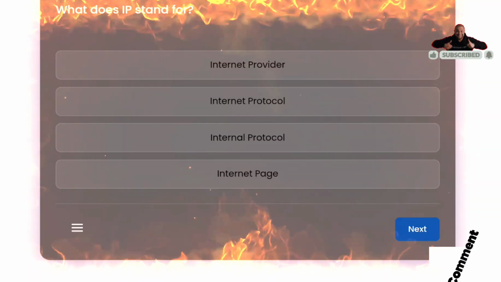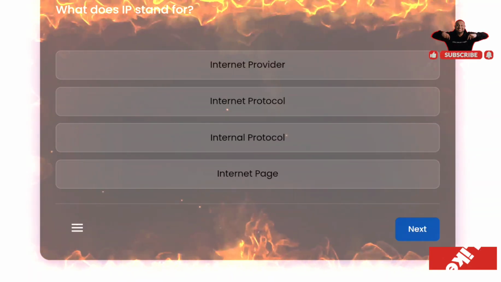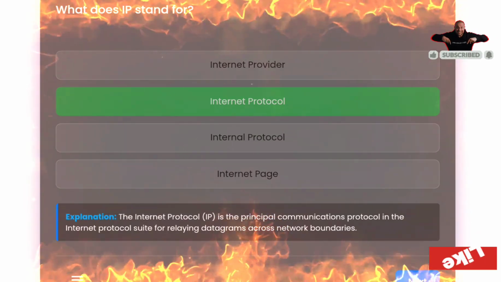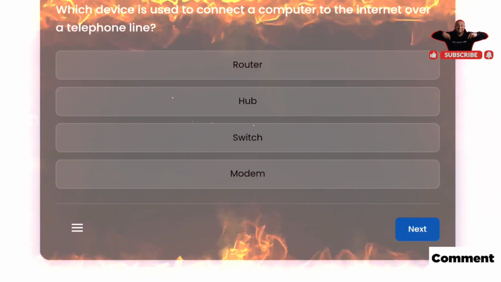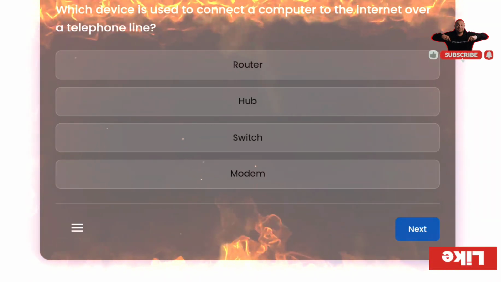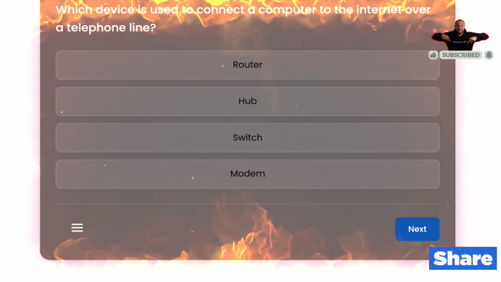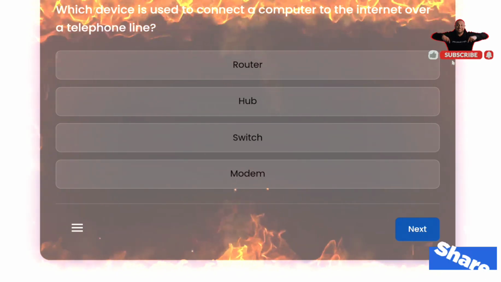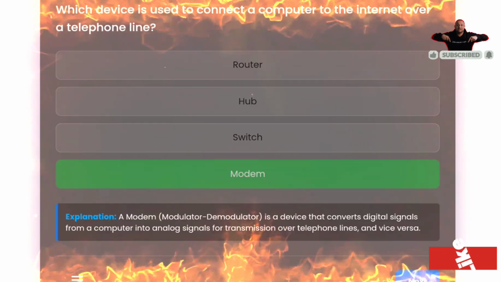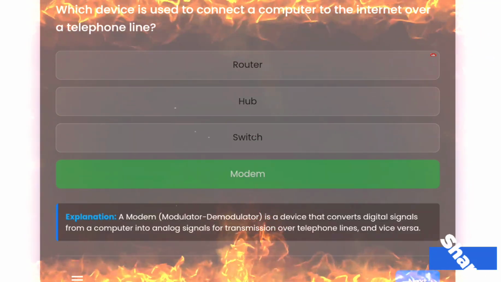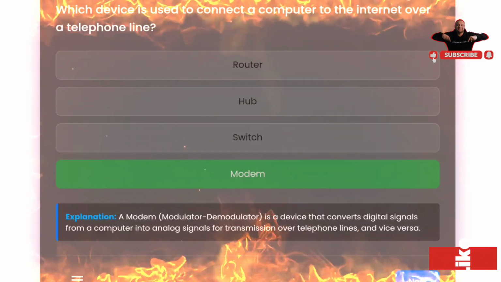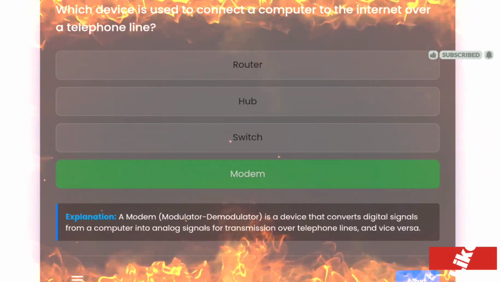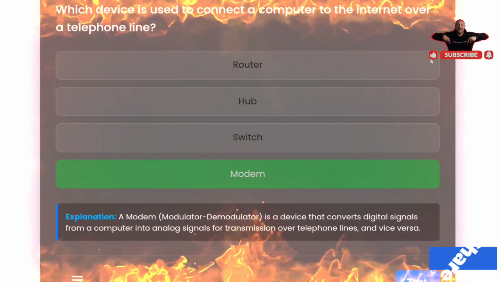व्हाट डज आईपी स्टैंड फॉर? आईपी का मतलब क्या होता है? इंटरनेट प्रोटोकॉल। इंटरनेट प्रोटोकॉल। नेक्स्ट क्वेश्चन, व्हिच डिवाइस यूज टू कनेक्ट ए कंप्यूटर टू द इंटरनेट ओवर ए टेलीफोन लाइन? Modem. A modem, that means modulator demodulator, is a device that converts digital signals from a computer into analog signals for transmission over telephone line and vice versa.